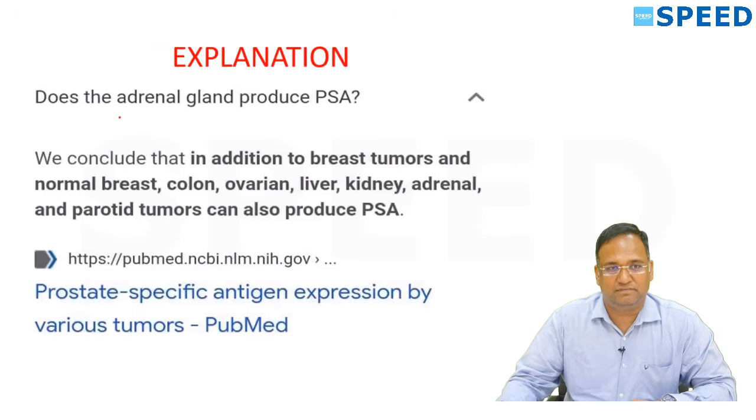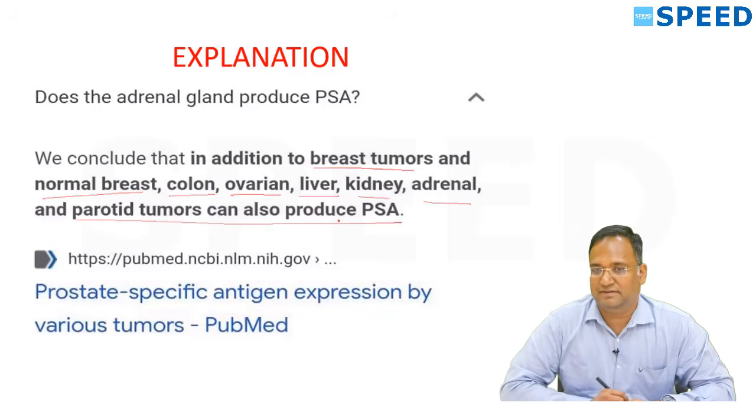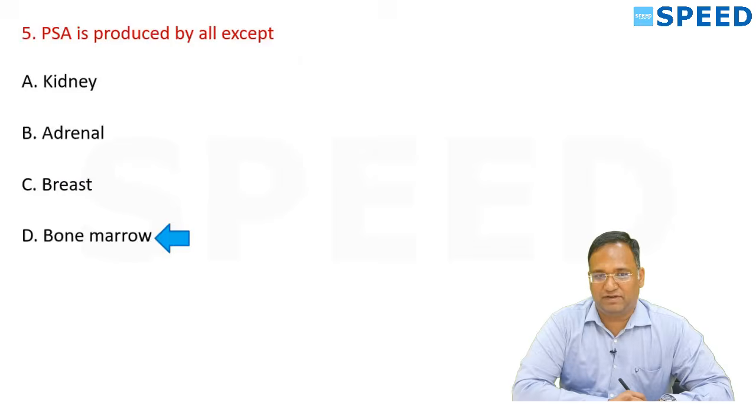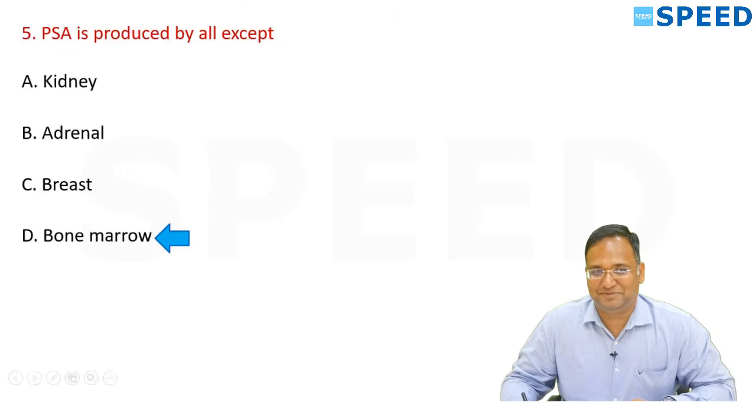Now, here you can see, does the adrenal gland produce PSA? This is from PubMed NCBI, an internet source which I took, which concludes that in addition to breast tumors, normal breast, colon, ovary, liver, kidney, adrenal and parotid can also produce PSA. Is it okay? I couldn't find a reference for bone marrow, so the answer becomes bone marrow. Is it all acceptable to you?